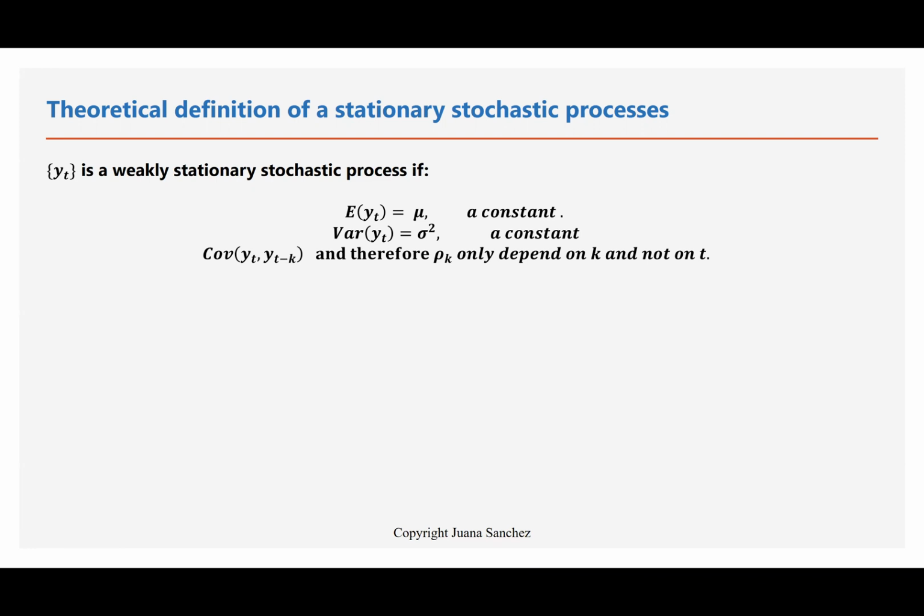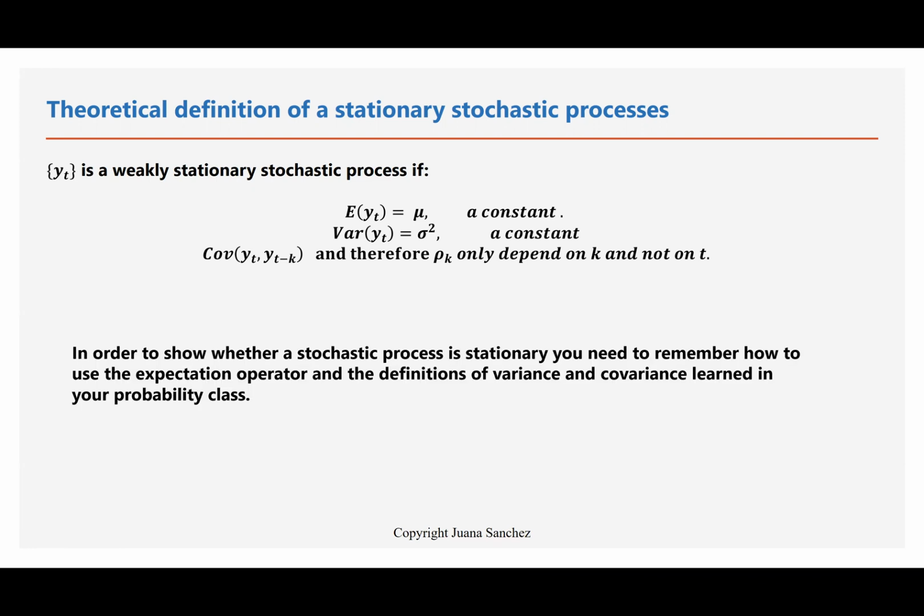In other words, the correlation between Y_t and Y_(t-4) should be the same as the correlation between Y_(t-1) and Y_(t-5), because the K is the same. So in order to show whether a stochastic process is stationary, we need to remember how to use expectations, because we need to calculate that expectation, that variance, and show that they satisfy these properties: constant mean, constant variance, covariance that only depends on the lag K. Okay, so we need to use the expectation operator, and the definitions of variance and covariance, learned in probability classes.